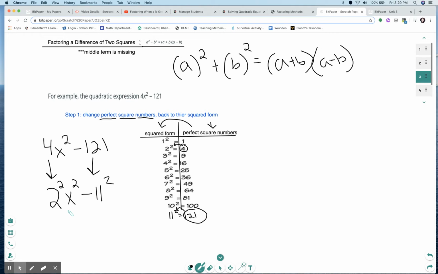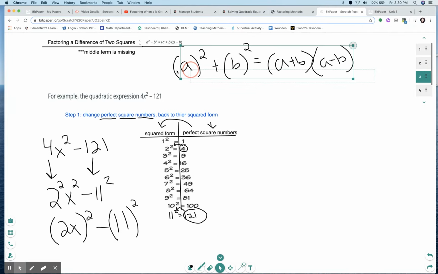Your next step is to combine these squares into one. We're going to pull the 2 and the x inside parentheses and leave the squared on the outside. That's what you'll do for all these problems, really. You change the perfect square number into the squared form, then pull those things into a parenthesis and leave the square on the outside. And then we're going to have 11 in parentheses as well. That looks really good, because now this looks like our formula, so I'll match it up there.